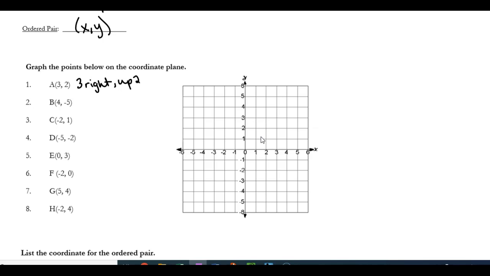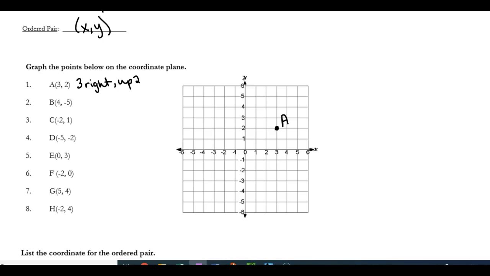And I'm just writing these for a couple examples so that you can make sure you understand what I'm saying. So here, I'm starting here. I'm going to go 1, 2, 3, and then up 1, 2. And that's the point I finish at. Now that's letter A, so I need to write a capital A next to it. And then I'm going to erase those other markings.